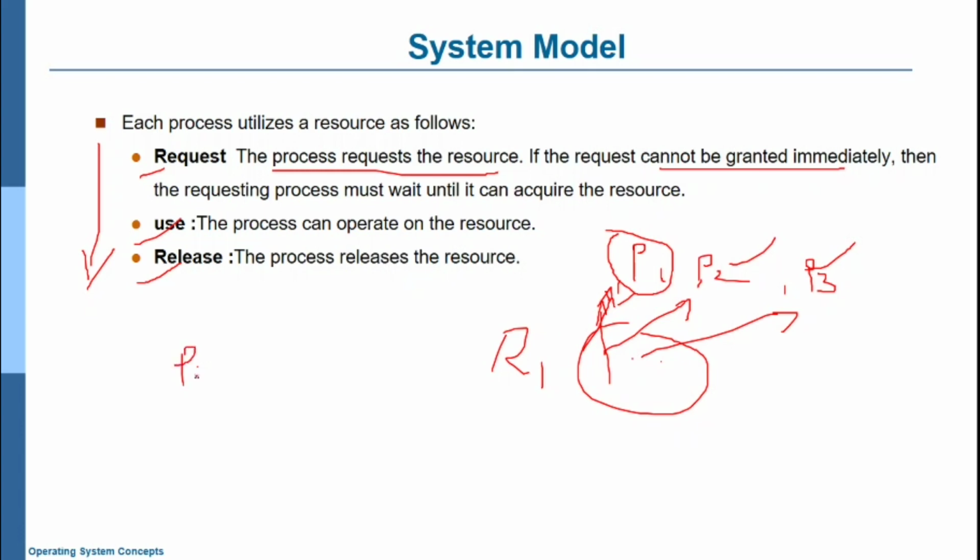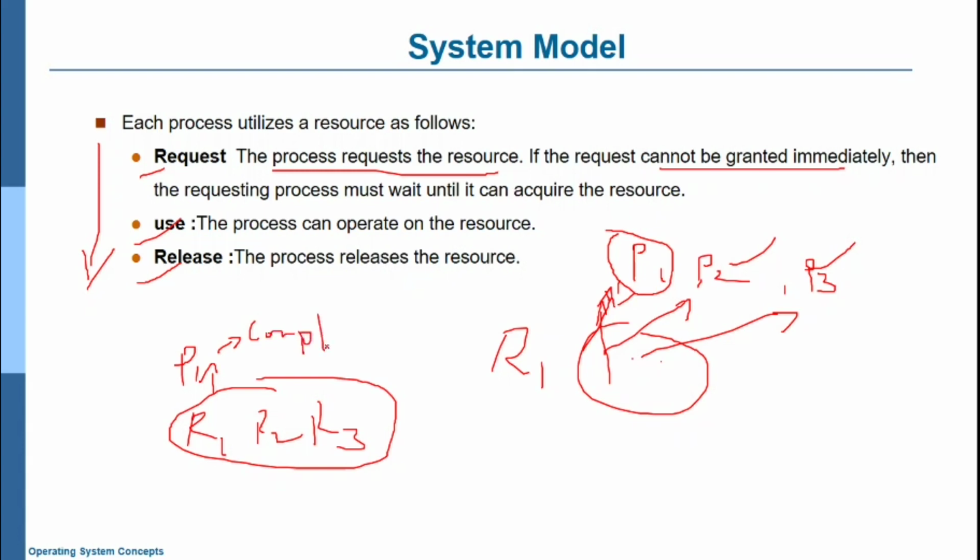So to complete P1 it requires R1, R2, R3. When it gets all these three resources for P1, then it can make use of all the resources to complete its task. When it completes its task, then it releases the resources. When P1 completes its work, all these three resources will be released back to the system.